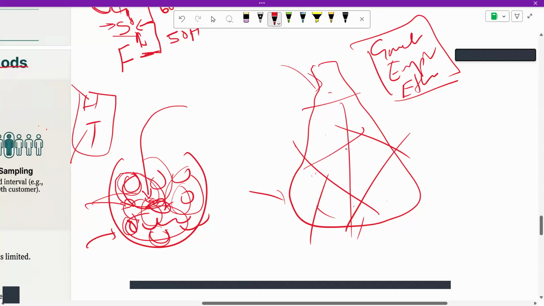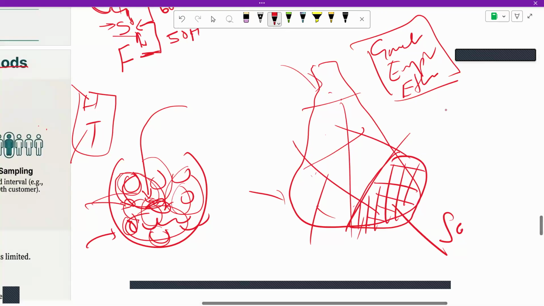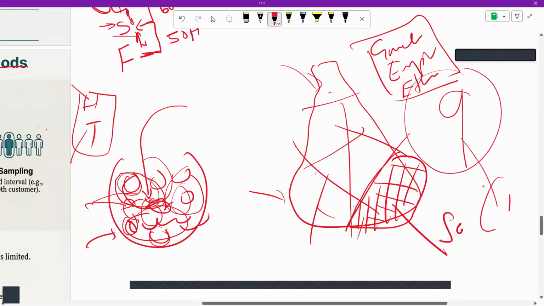Within them, I select only one, say Southern Province. I select only employees within this. So this is a cluster. I divide the whole population into nine clusters, and out of nine, I select one.